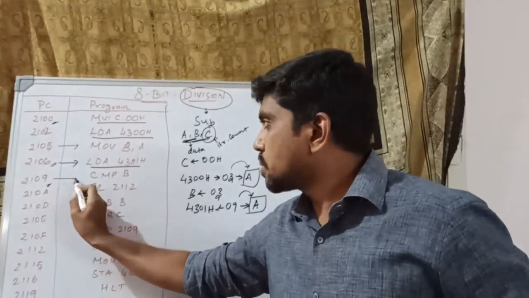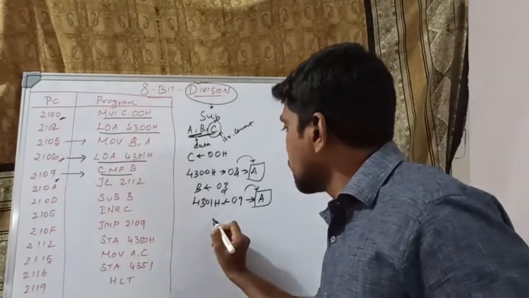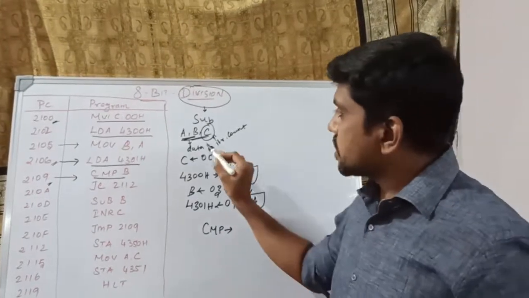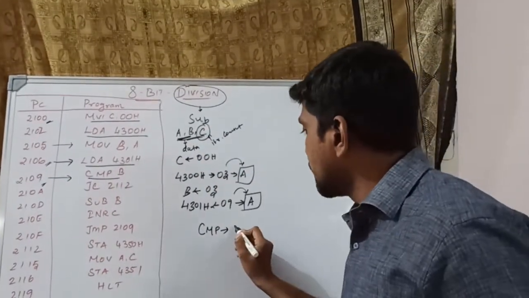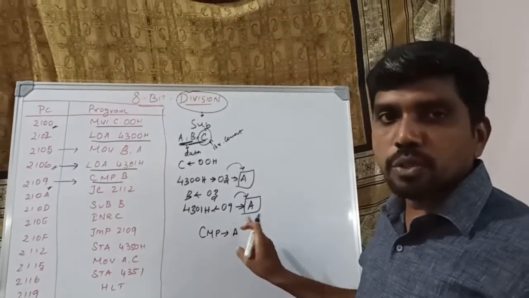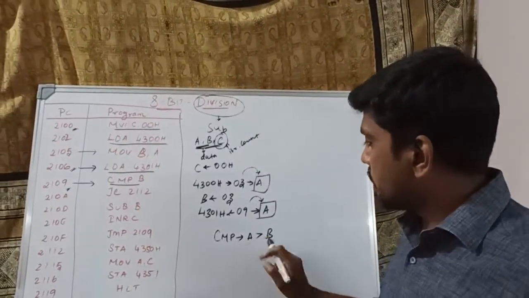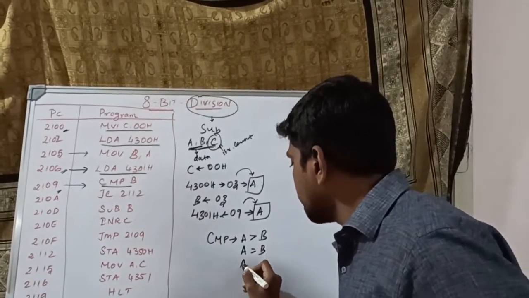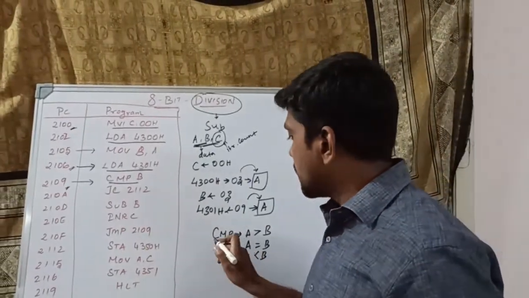In this location you get the compare instruction. It's a new instruction for the division program. Compare is just comparing the 2 register values. The first value comes from the A register and the second value from the B register. This instruction provides 3 possibilities of output. The first possibility is greater, so the A value is greater than B. The second possibility, the A value is equal to B. The third, the A value is less than B. There are 3 possibilities of output produced by the compare instruction.